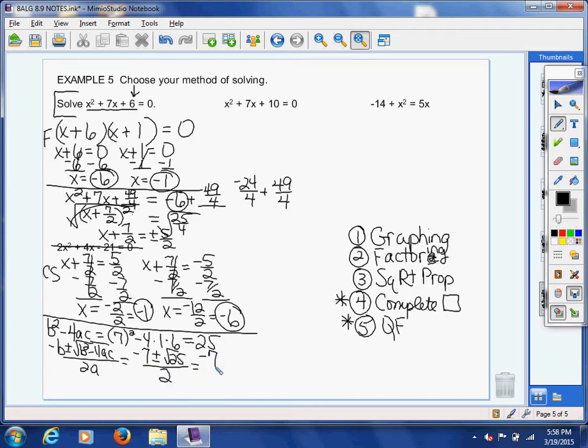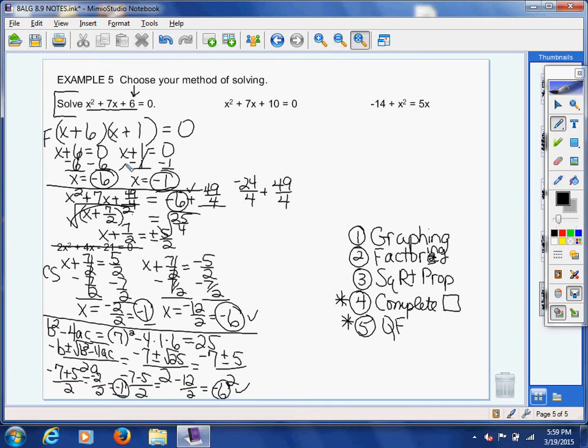So here are my two equations. -7 plus or minus the square root of 25 over 2. So we're going to do -7 plus 5 over 2. And then we're going to do -7 minus 5 over 2. So we'll start with the numerator. -7 plus 5. That's -2. And -2 divided by 2 is -1. Look, -1, -1, -1. Wow. -7 minus 5 is -12. -12 over 2 is -6. Look, here, here, here, here.